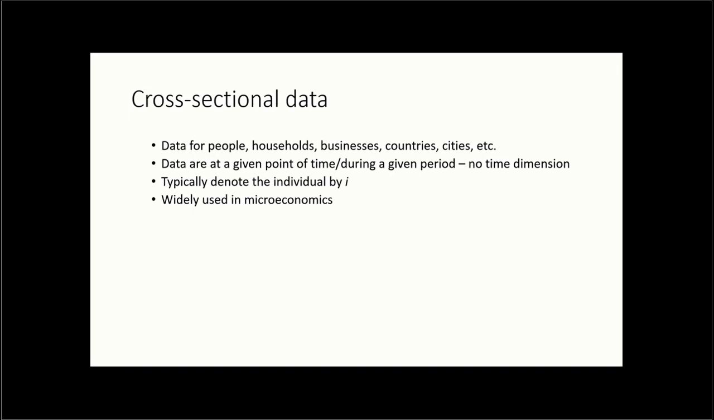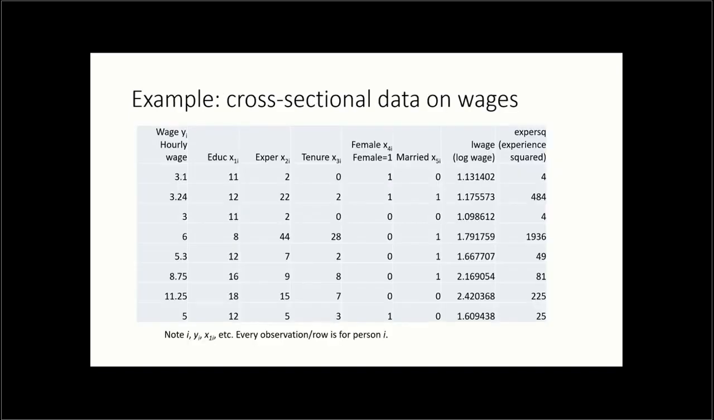And we need to keep track of which observation we are talking about, and that's going to be the individual i. And this type of data, cross-sectional data, is widely used in microeconomics. So we will see a lot of examples for this type of data later on. But here's one example. Here's cross-sectional data on wages.